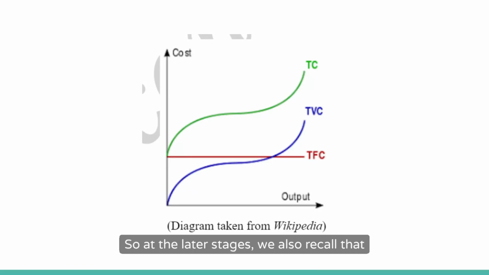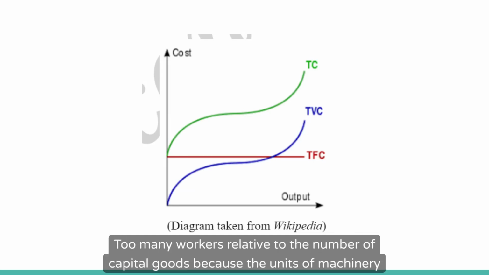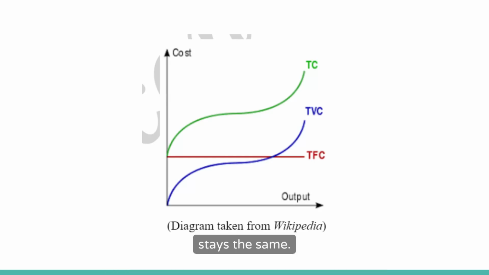At the later stages, we also recall that the law of diminishing returns sets in. There is this overcrowding problem: too many workers relative to the number of capital goods, because the units of machinery stay the same.